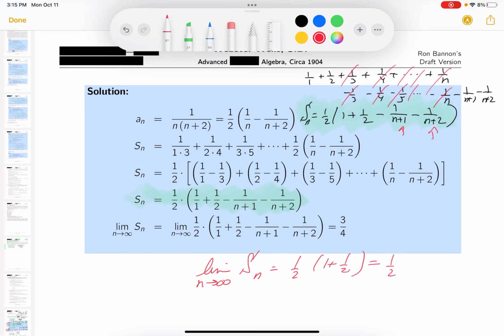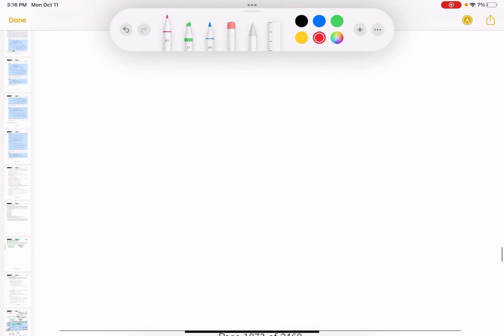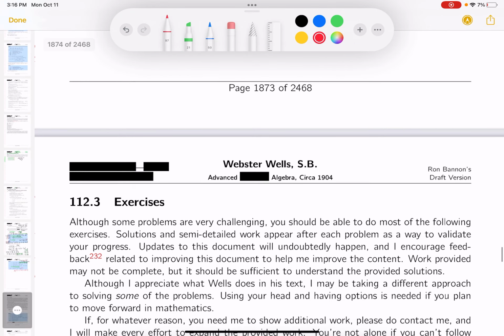Again, those two last terms disappear. That's going to be 1/2. 1 plus 1/2 is going to be 3/2. And what do you get over there? 3/4. Exactly what they're saying it is. All right? So we did some telescoping series there.